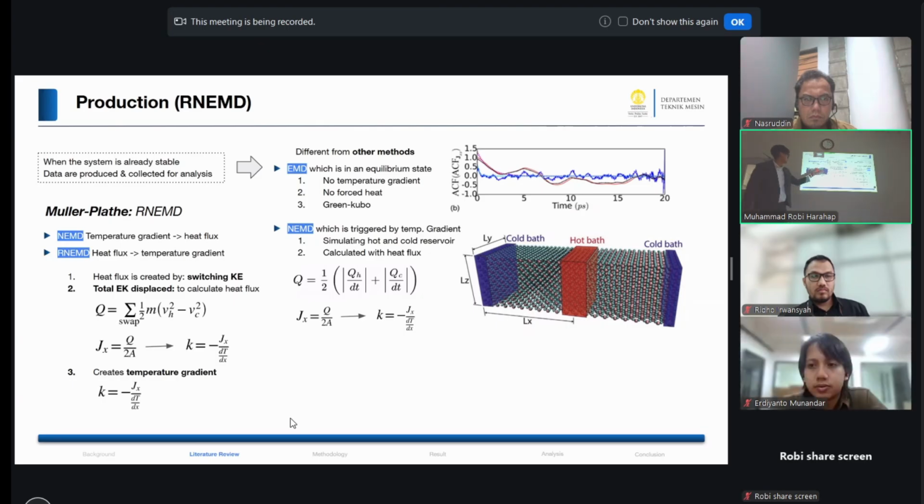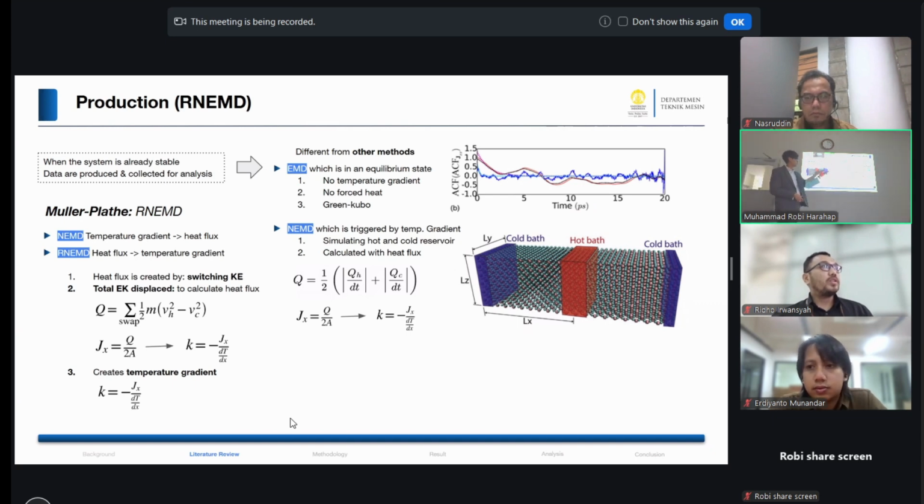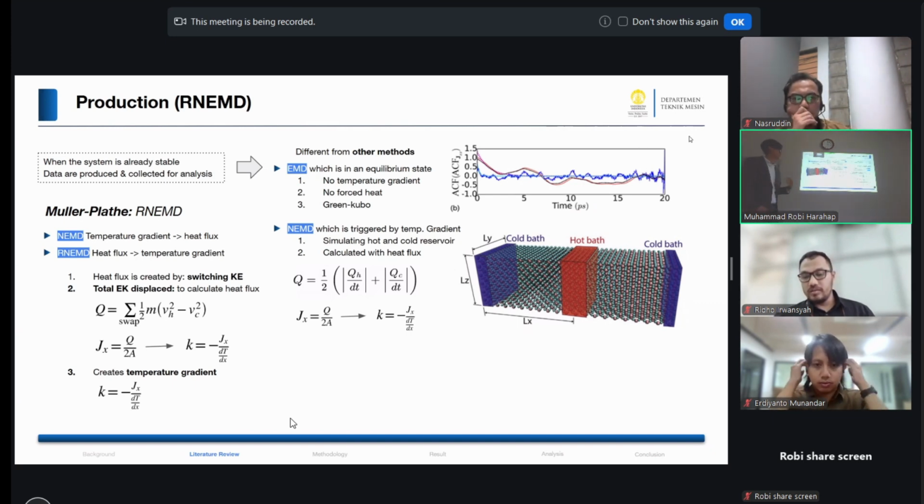And then NEMD, or non-equilibrium MD, is where you trigger something, this being a temperature gradient. So you make a hot reservoir and a cold reservoir, and hopefully it can calculate the heat flux. And then for my simulation, we're going to use RNEMD, which is the reverse of NEMD.